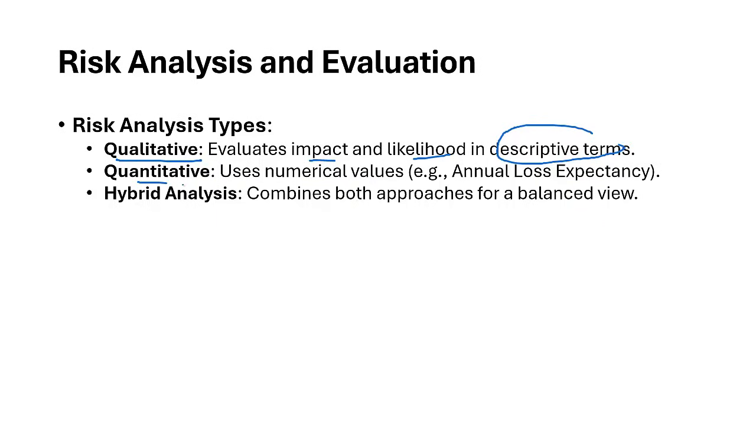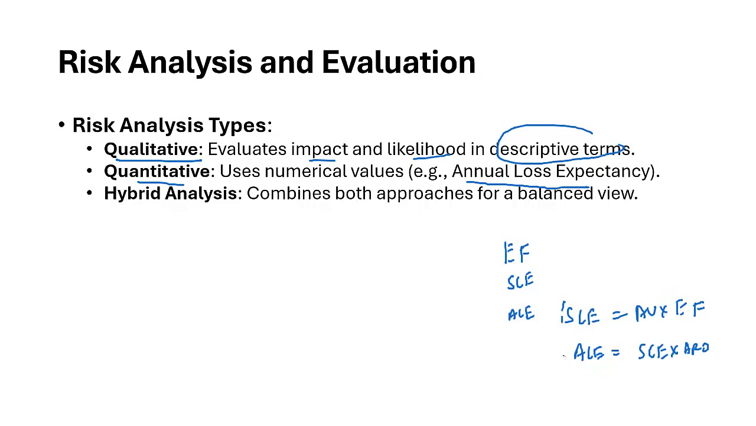Second is quantitative, where we calculate the impact in terms of monetary value. And here we use a formula called ALE. So we have exposure factor, we have SLE, and we have ALE. The first thing we calculate is the SLE, single loss expectancy, which is equal to asset value times exposure factor. Then we have ALE, annual loss expectancy. The formula is basically SLE times ARO. Okay, so these are the formulas we use to calculate the impact.